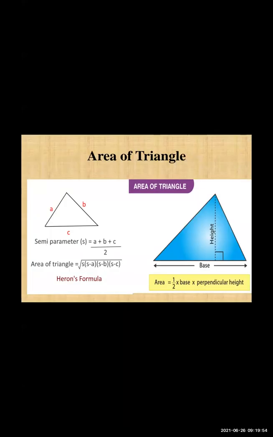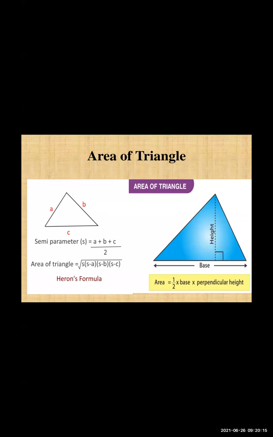Okay, so the next point is area of triangle. Everyone knows what the area of triangle is. That is 1/2 into base into height. Whatever the base is, it is multiplied by the perpendicular height, or the height, and multiplied by 1/2. That is the area of triangle.